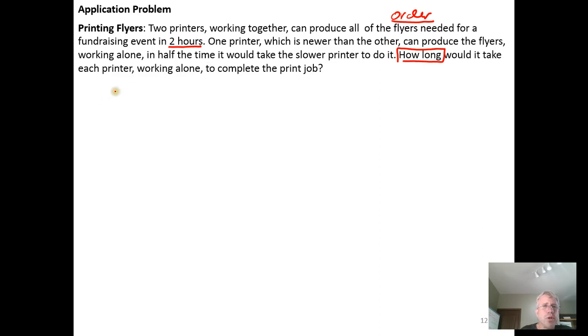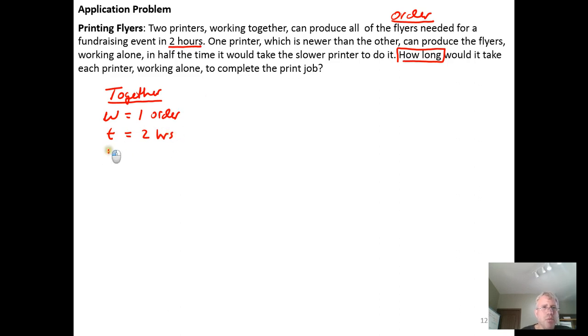So I want to go through and organize stuff a little bit. They're going to work together to print the flyers needed for the fundraising event. So the work that they're going to get done when they work together is to complete one order. We don't need to know how many flyers are in that order. We just know that they can complete the entire order in a 2-hour time period. So now we know time. The time that it takes them is going to be 2 hours.